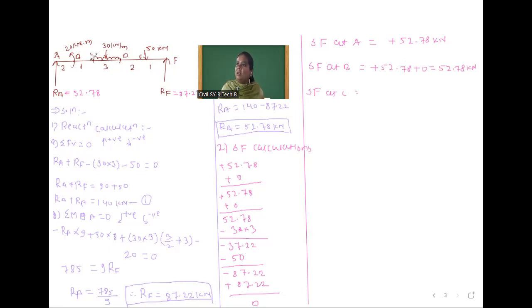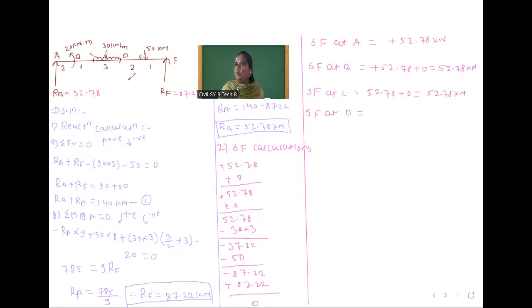But you observe here, at C, no force. After C, force is there. So 52.78 plus 0, which is equal to 52.78 kilonewton. Now you observe here, in between C to D, force is there. So we will calculate at D. So shear force at D.